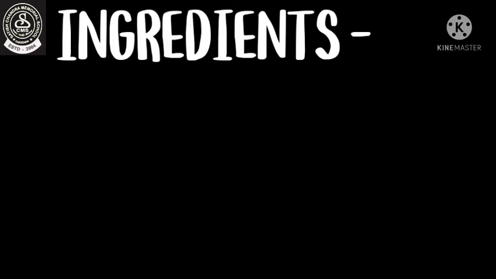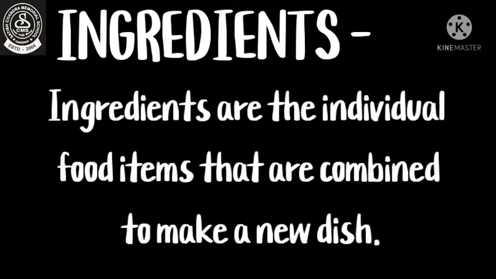Now the next thing that comes in our mind is ingredients. So what are ingredients? Ingredients are the individual food items that are combined together to make a new dish. For example, if you are cooking dal, for making dal you need the grains of dal, then you need onion, salt, turmeric powder, water, chilies. You have to mix all of them together and make dal.